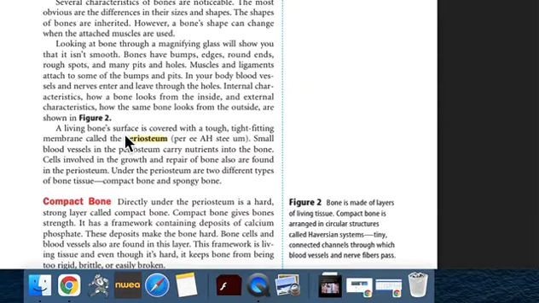A living bone surface is covered with a tough, tight-fitting membrane called a periosteum. Small blood vessels in the periosteum carry nutrients into the bone. Cells involved in the growth and repair of bone also are found in the periosteum. Under the periosteum are 2 different types of bone tissues, compact and spongy bone.